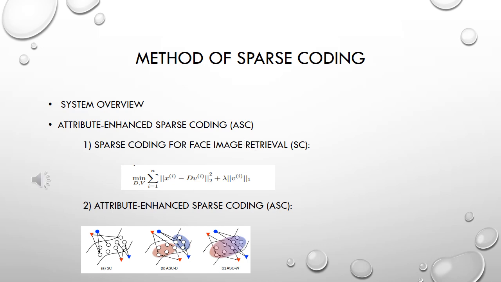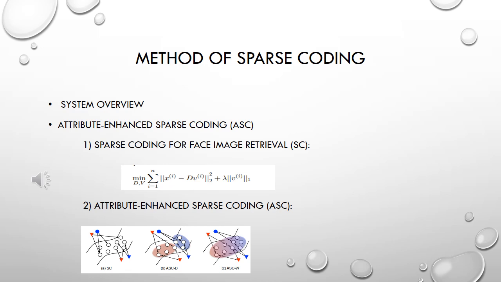In attribute enhanced sparse coding, the figure shows the comparison between the coding methods, that is SC, ASCD and ASCW. Colors denote the attribute of the images and the shapes indicate the identity. Because SC only considers low-level features, images with the same attribute might be assigned to different dictionary centroids. In B, using dictionary selection forces images with the same attribute to be assigned to similar dictionary centroids.